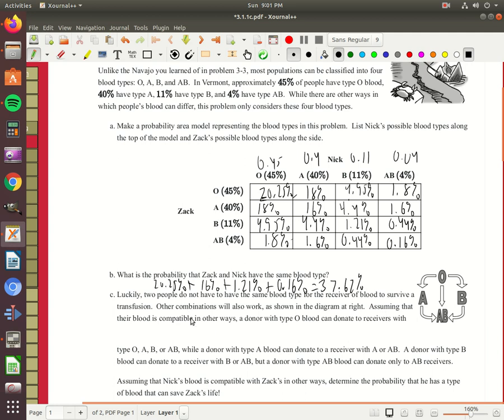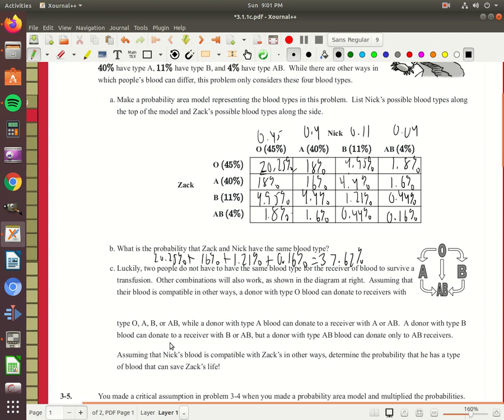It says, assuming that their blood is compatible in other ways, a donor with type O blood can donate to receivers with these lists here, type O, A, B, AB, etc. While the donor with blood type A can donate to A or AB, a donor with B, like we said, how this table works. It says, assuming that Nick's blood type is compatible with Zach's in other ways, determine the probability that he has a type of blood that can save Zach's life. Well, first of all, there's a 45% chance that Nick has type O, and if he does, he can save his life.